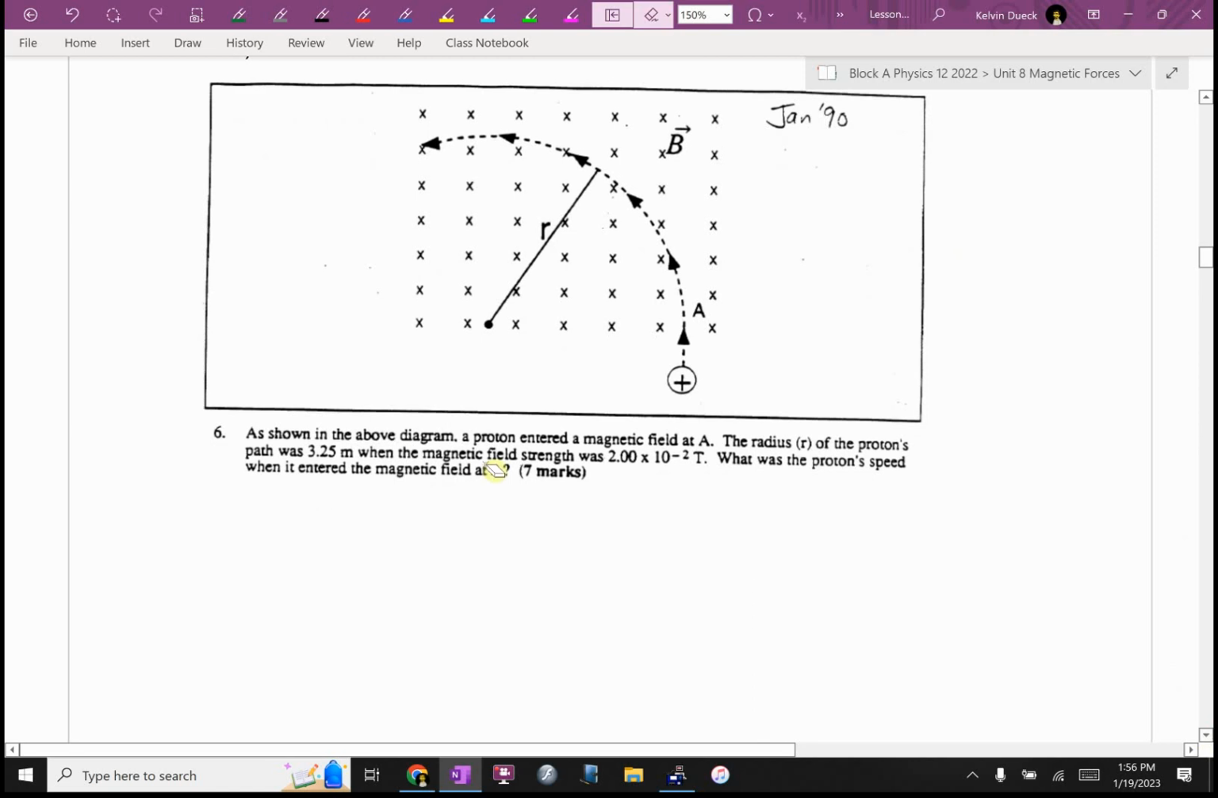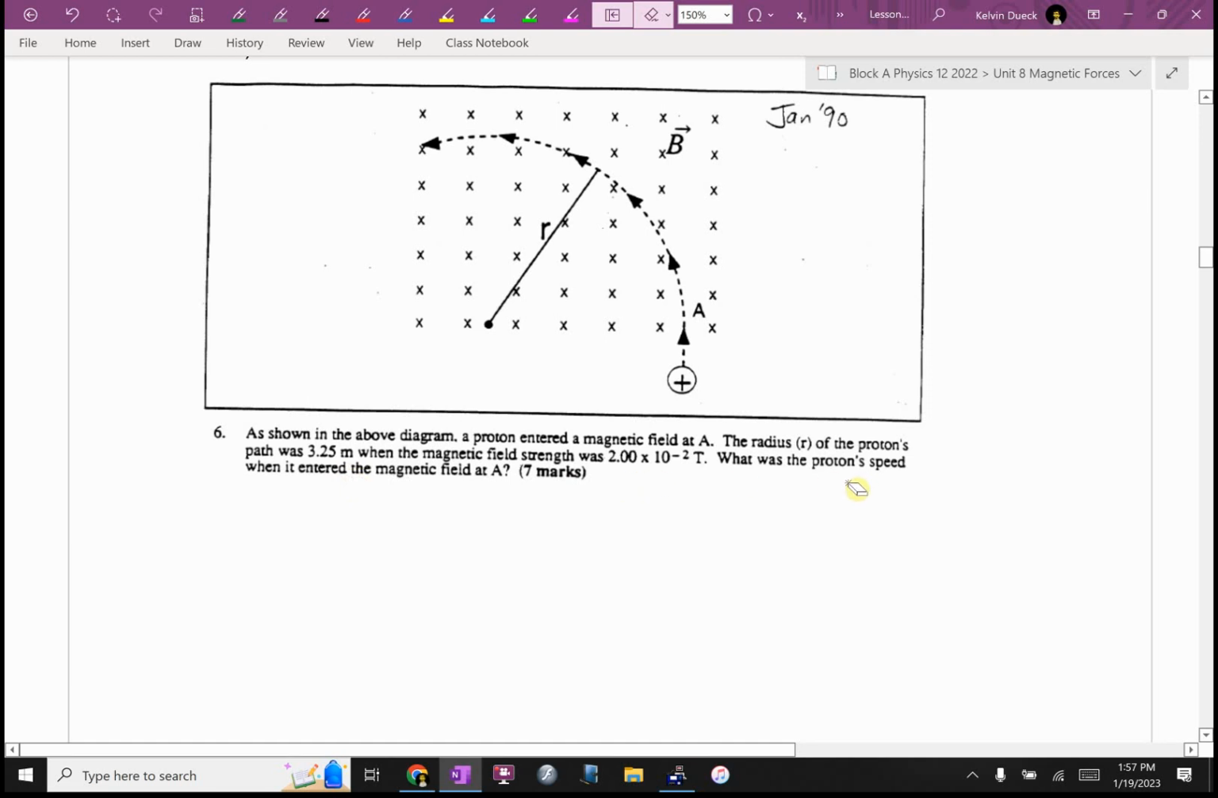As shown in the above diagram, a proton entered a magnetic field at A. Which way is the proton moving when it hits the magnetic field? Up the page. Which way is the magnetic field? Into the page. It would get deflected, and as its direction changed, the deflection would also change. It will get bent into a circle. The radius was 3.25 meters when the magnetic field strength was that.